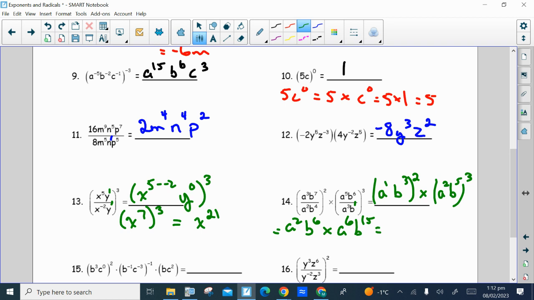And now, finally, we're multiplying powers with the same base. So we'll add the exponents and keep the base the same. a squared times a to the 6th, you add the 2 and the 6 to get 8. Keep the base the same. When you multiply the b's together, add the exponents. Keep the base the same. 6 plus 15 is 21. There's the final simplified answer.